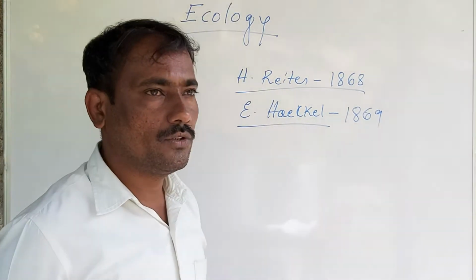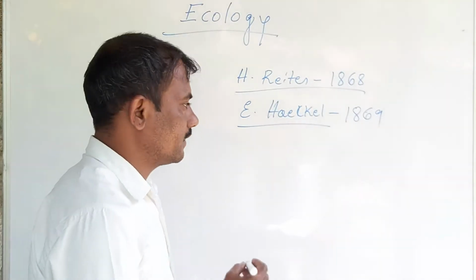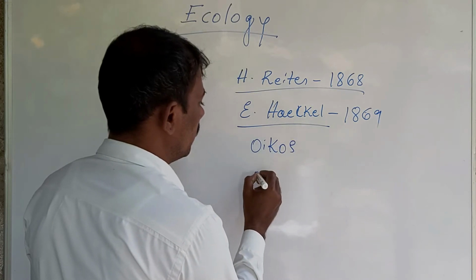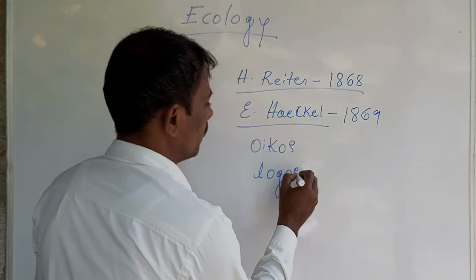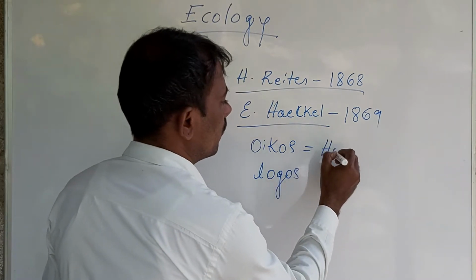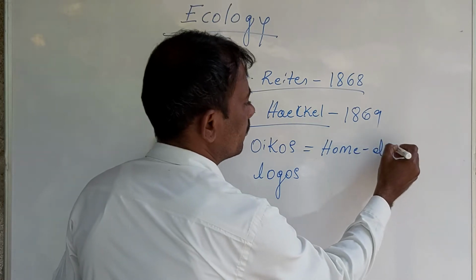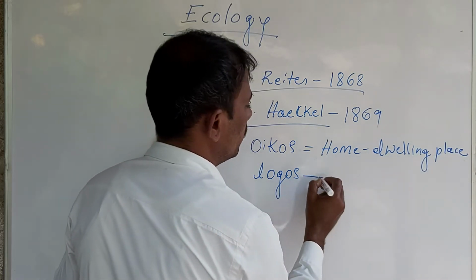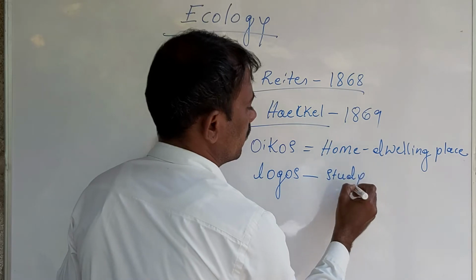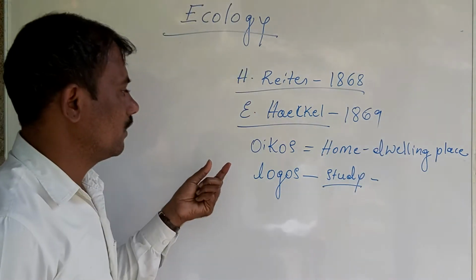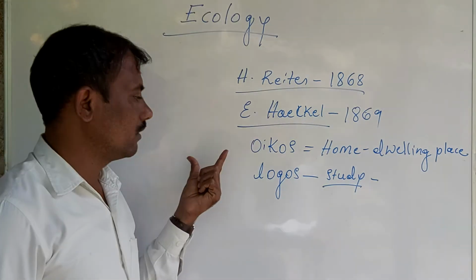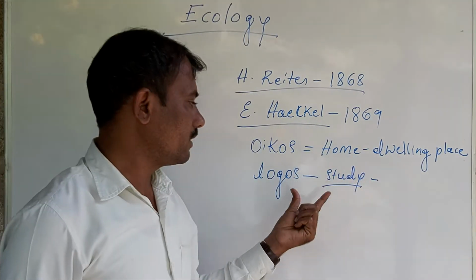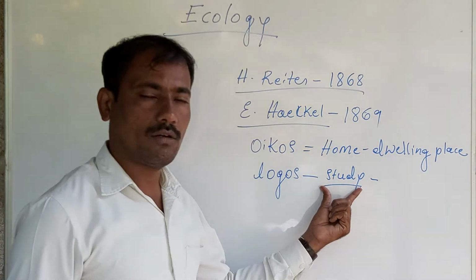This word actually includes two words, oikos and logos. Oikos means home or dwelling place. Logos means study or discourse. In the Greek language, oikology means what? Oikos, home or dwelling place of living organisms. Logos means study or discourse.